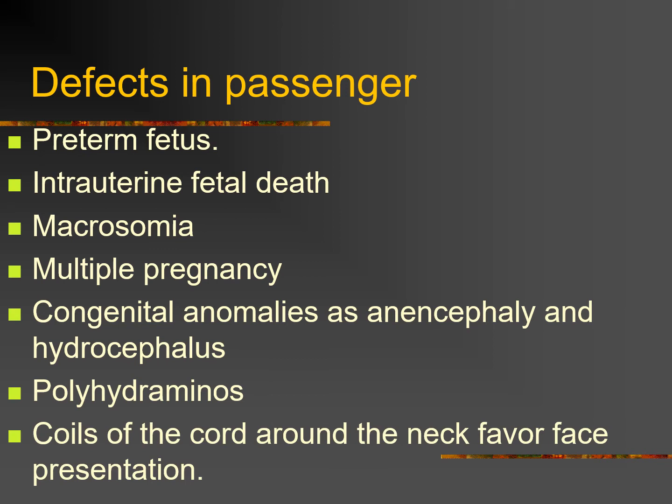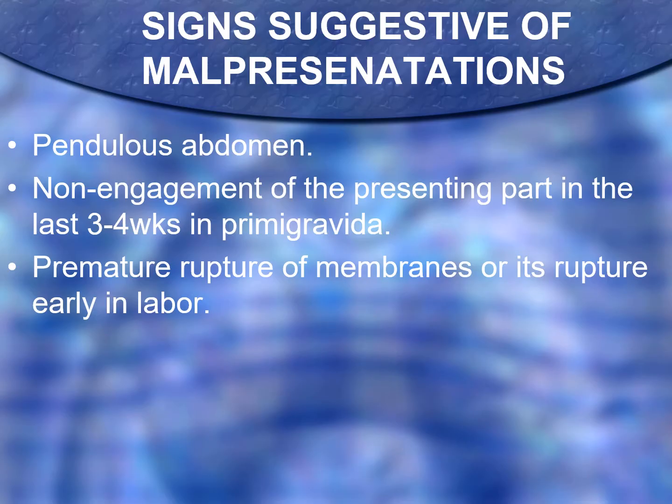The next thing, cord around neck, that is, coils of cord around the neck favor the face presentation. Due to the pull of that cord, sometimes there is a chance for deflection of the head, and that leads to the malposition. So these are the main causes for the malpositions, that is defect in the passage, passenger and power.